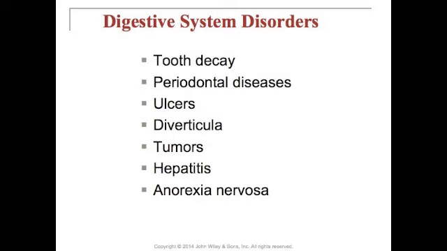Ulcers. An ulcer is a crater-like lesion in a membrane. Ulcers that develop in areas of the digestive canal exposed to acidic gastric juice are called peptic ulcers. Diverticular disease. This refers to sac-like outpouchings of the wall of the colon.